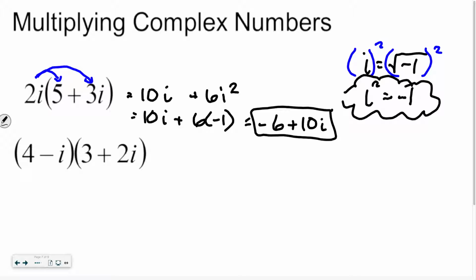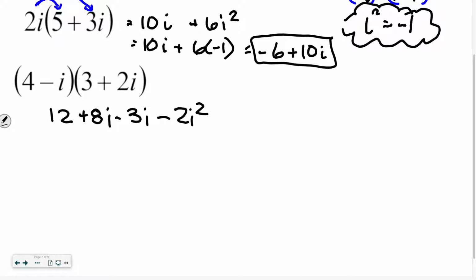And then we could do that again for a trinomial down here. Just FOIL this out, distribute this like normal, right? 12 plus 8i minus 3i. Be careful here on the last one. It's a negative times a positive, so it's negative. And i times 2i would be 2i squared. You can combine your middle terms right here. That's 5i. And this is really -2 times -1, which is plus 2. So 2 plus 12 is 14.